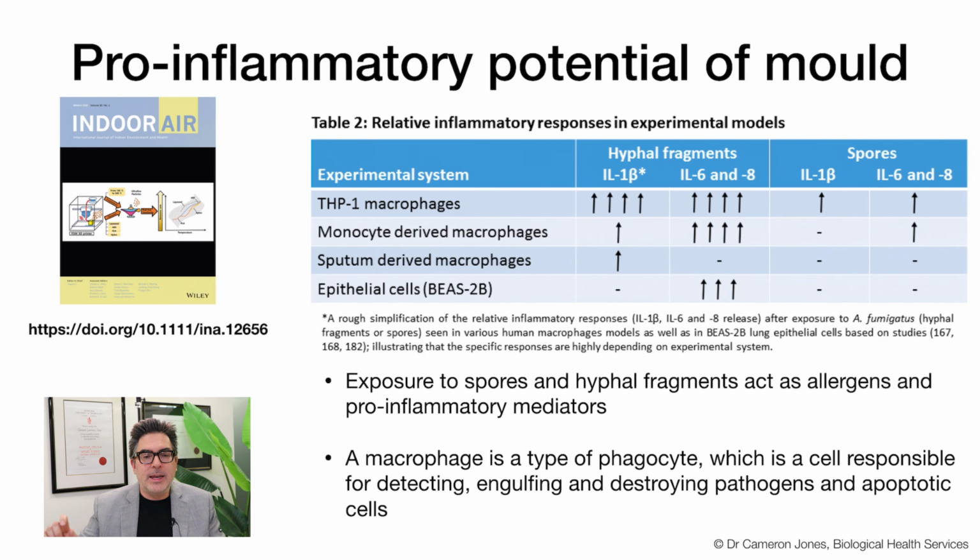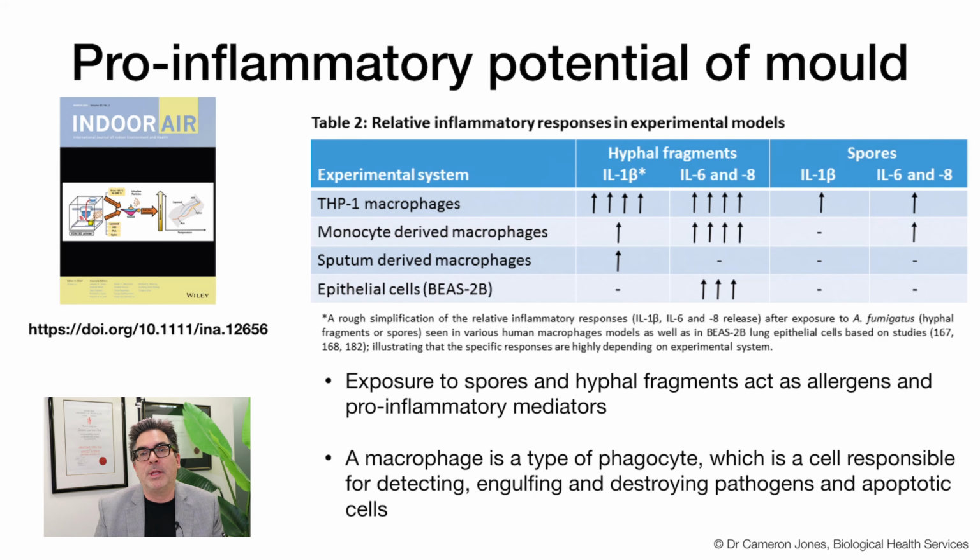You can see that if we drill into the immune system, how the immune system is reacting to hyphal fragments versus intact spores, we can look at interleukin levels. We can see that macrophages, a type of immune cell which is responsible for engulfing or eating or destroying pathogens, show that the hyphal fragments induce a much higher level of inflammation than the intact spores.